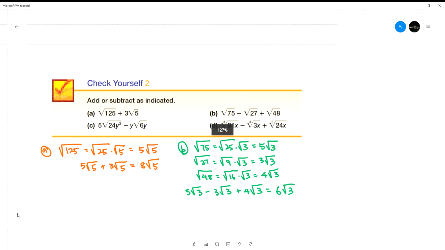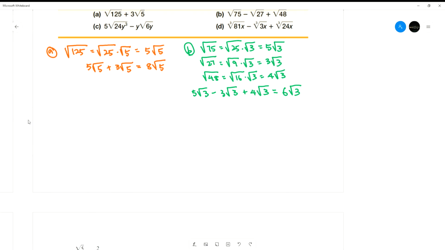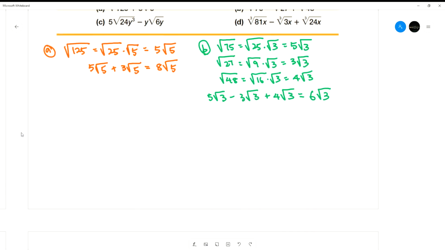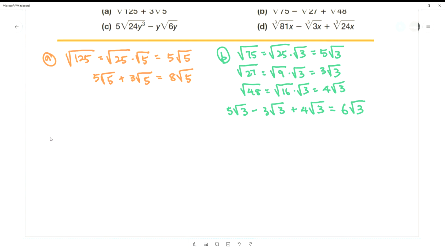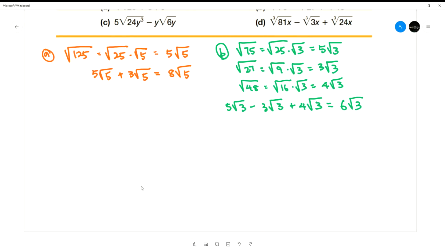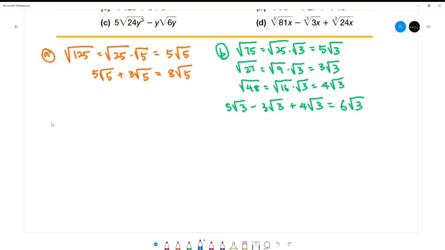Okay, let me scroll down here. So my next example is C. Oh, forgot to switch to pen. We got part C. I have 5 square root of 24y cubed that I need to simplify.